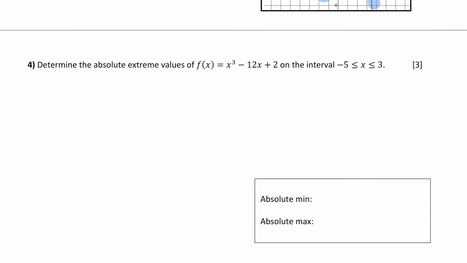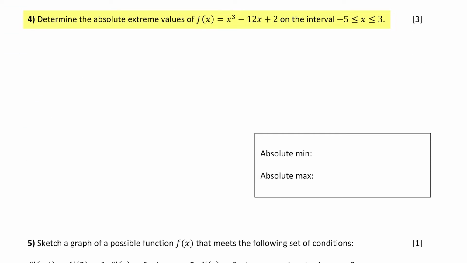Let's move on to question 4. Determine the absolute extreme values of f of x on the interval between -5 and 3. The key thing here is that we are finding the absolute extreme values. I know the absolute extreme is going to happen either at one of the endpoints of the interval or at one of the critical numbers between those endpoints. So let's find the critical numbers of f of x.